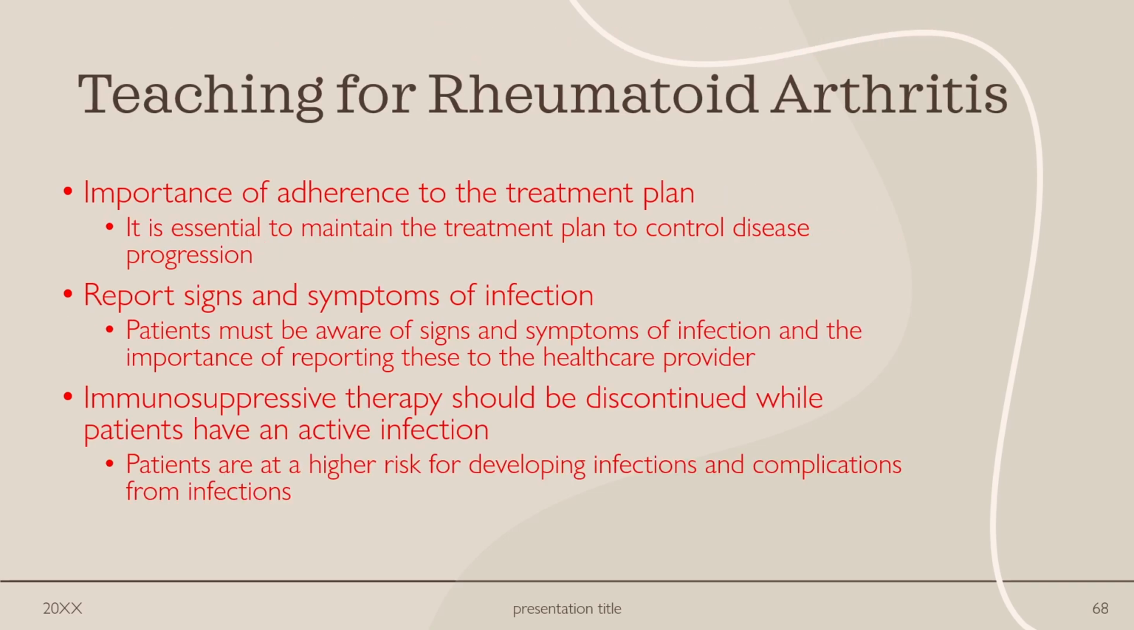And then teaching for rheumatoid arthritis, ladies and gentlemen, please continue to listen up. We are going to educate on the importance of adherence to the treatment plan. It is essential to maintain the treatment plan to control the disease progression. Report signs and symptoms of infection. Patients must be aware of signs and symptoms of infection and the importance of reporting these to the healthcare provider.